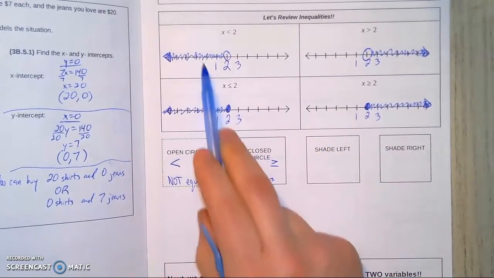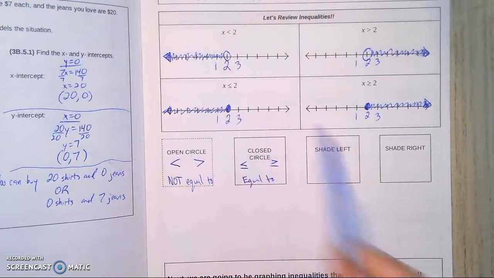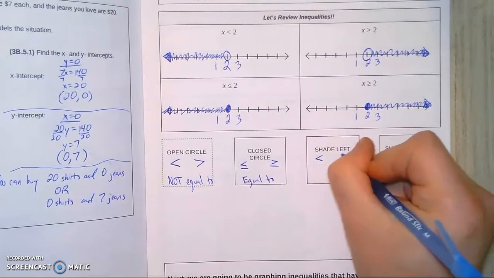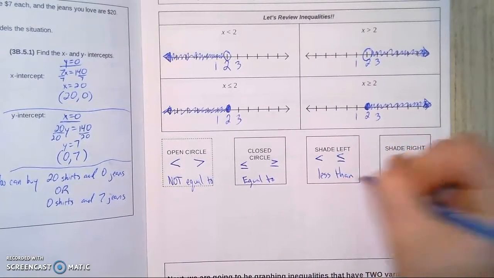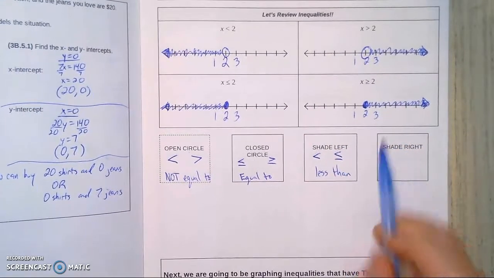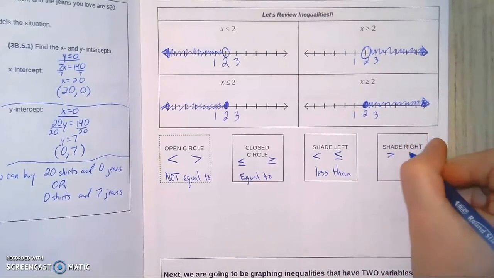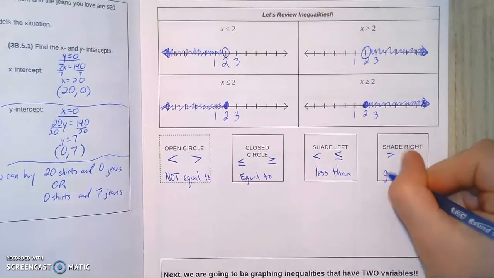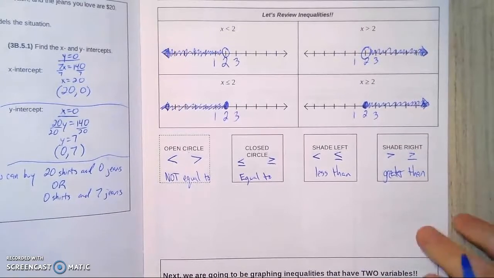We shaded to the left in each of these examples whenever we used a less than symbol, whether it was equal to or not. Less than or equal to is when we go to the left. And finally, we shaded to the right here and right here whenever we used a greater than symbol, whether it was equal to or not. So that's a review of inequalities from earlier this year.